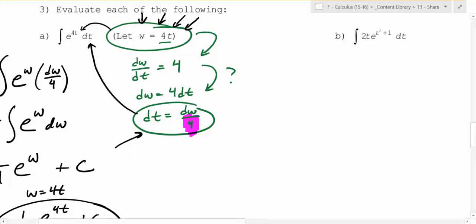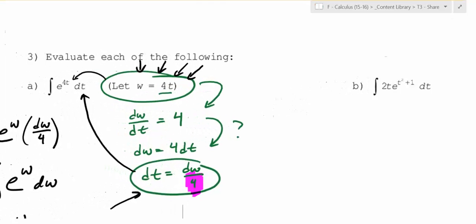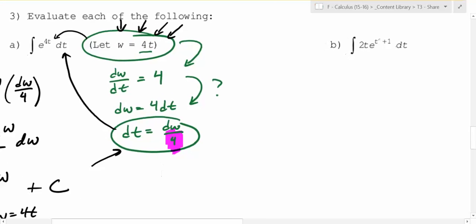Can someone tell me the difference between the presentation of question A and question B? What's the key difference? There's something very different about B than A. They tell you a W. They don't give you a W. The most challenging part of W substitution is coming up with what you think the W should be.